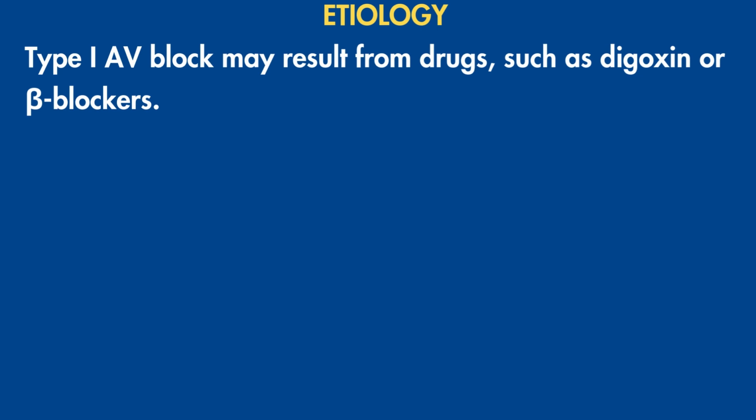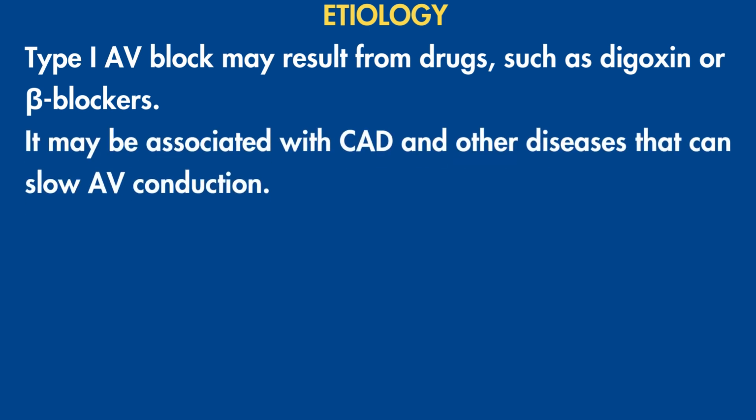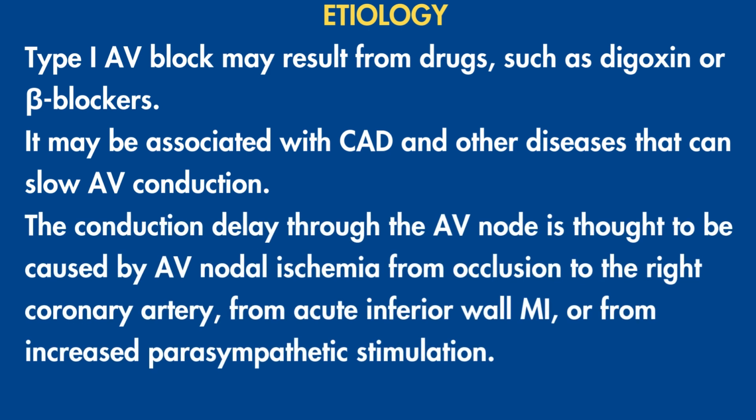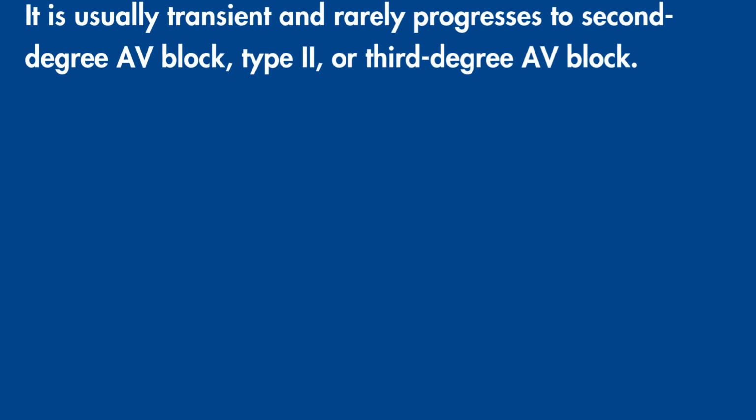Etiology of type 1 AV block. Type 1 AV block may result from drugs such as digoxin or beta blockers. It may be associated with coronary artery disease and other diseases that can slow AV conduction. The conduction delay through the AV node is thought to be caused by AV nodal ischemia from occlusion of the right coronary artery from acute inferior wall MI, or from increased parasympathetic stimulation. It is usually transient and rarely progresses to second-degree AV block type 2 or third-degree AV block.